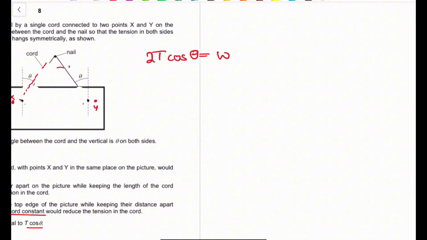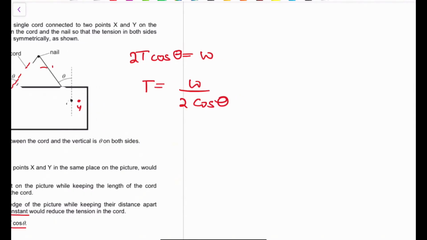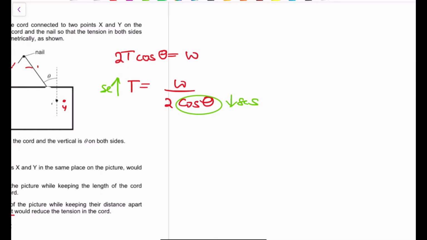And as angle theta increases, what do we know? From this equation, we know that T is equivalent to W over 2 cos theta. As angle theta increases, this cos theta is going to decrease. Hence, the value of T is going to increase. Why? Because cos 70 is going to be 0.34, but when you have cos 90, it's going to be 0. So the bigger the value of theta, the smaller cos theta is going to be, so the bigger the value of T is going to be.